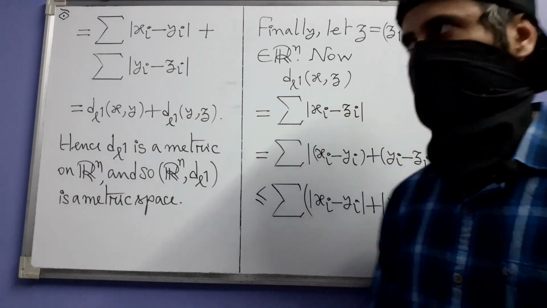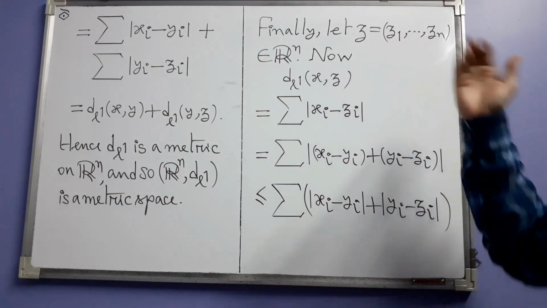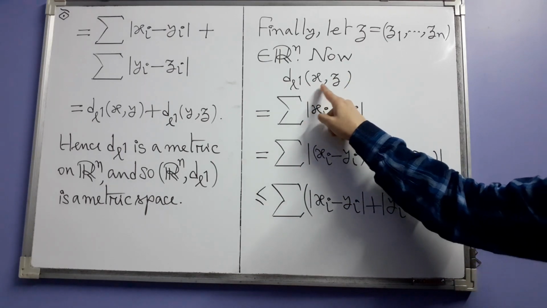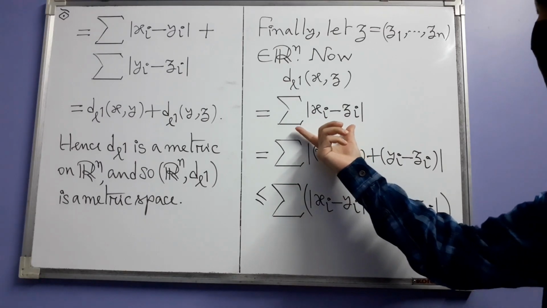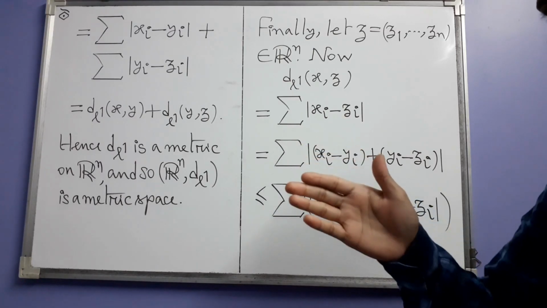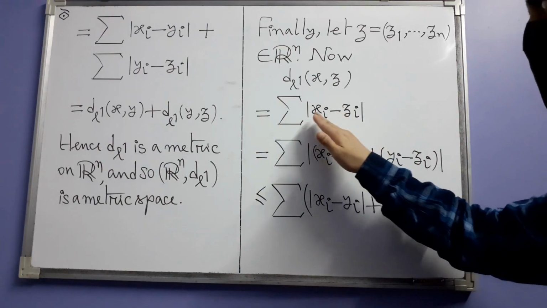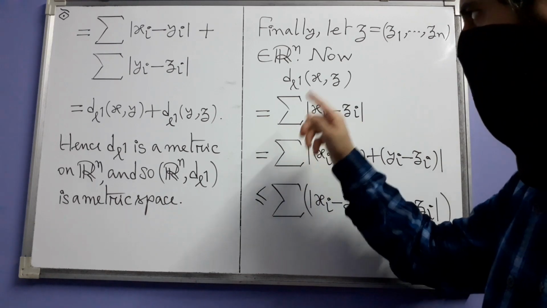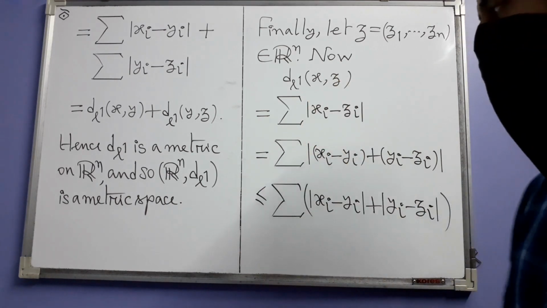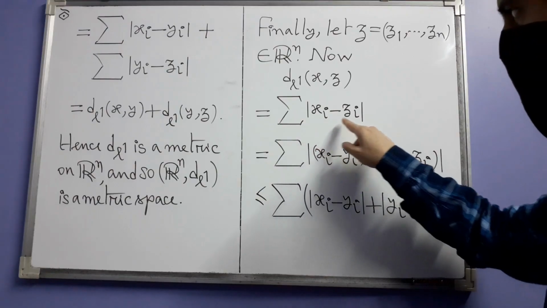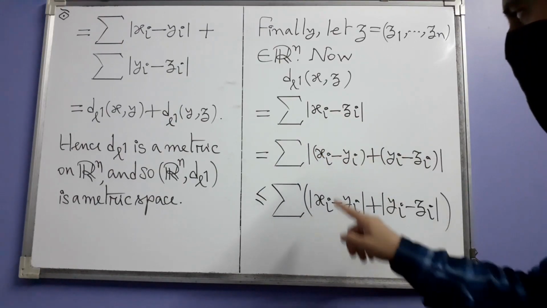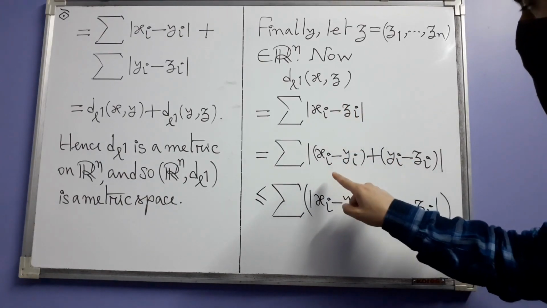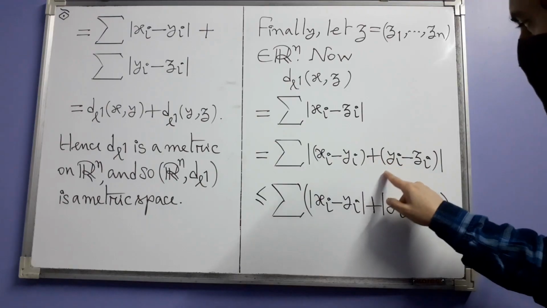So for the triangle inequality, we again take another n tuple z like before, and then we start with the dl1 value of x comma z. By definition, that is this sum. That means summation of the terms of this form, absolute value of xi minus zi, where i varies from 1 to n, which we are not writing. Now we can write this xi minus zi like this. Here also it's matching with the previous solution. Xi minus yi plus yi minus zi.